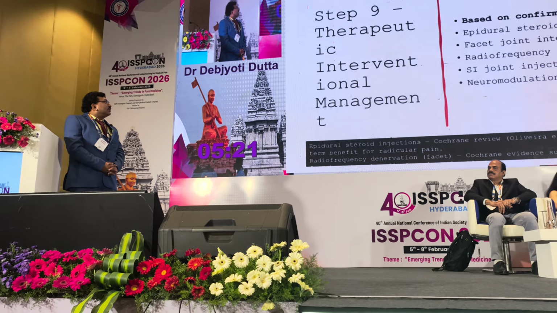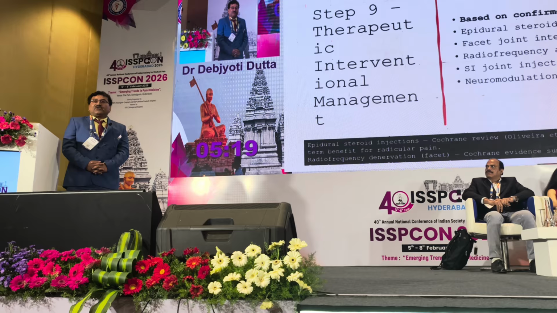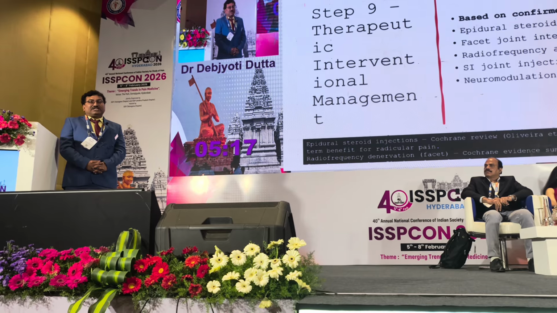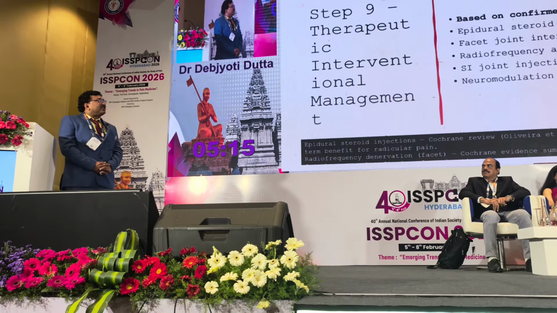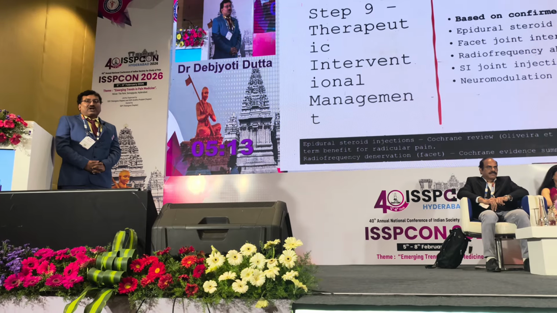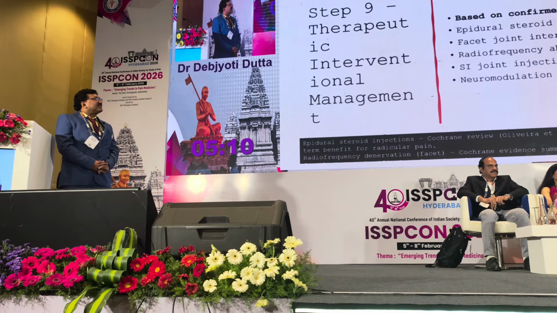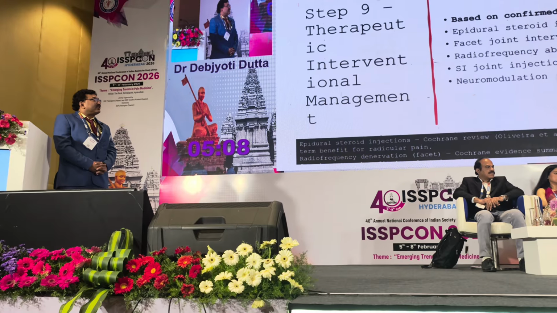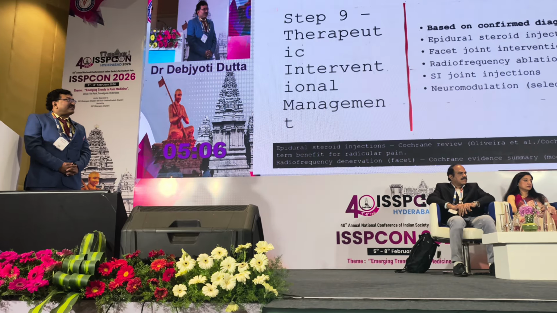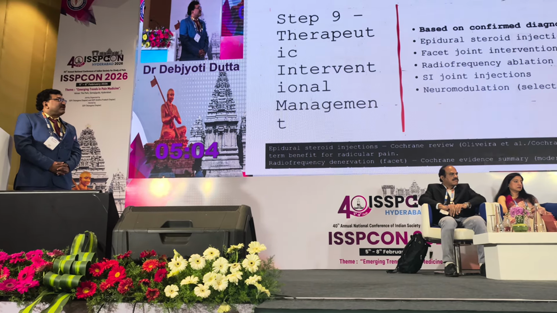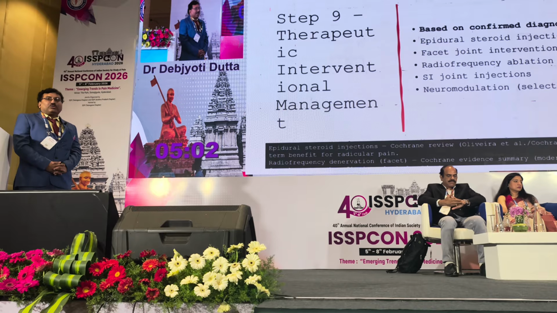Now therapeutic intervention. So if we are finding any specific pain generator, we can go for the therapeutic interventions based on what is required by the patient. For example, epidural steroid injection for the radiculopathies, facet interventions for the facet arthropathies, radiofrequency ablation, SI joint intervention, and neuromodulation.